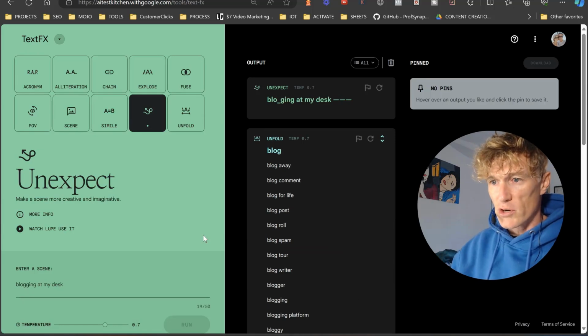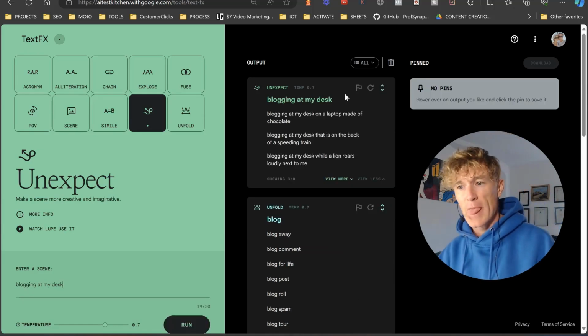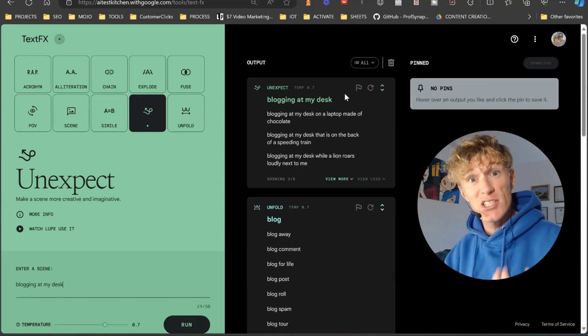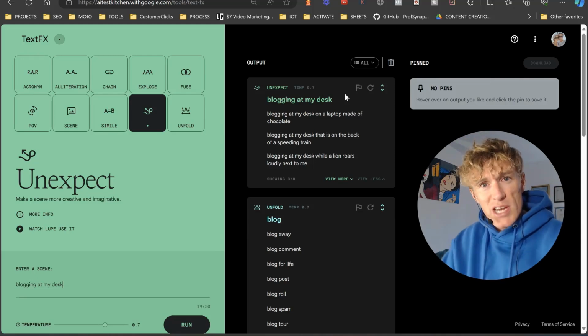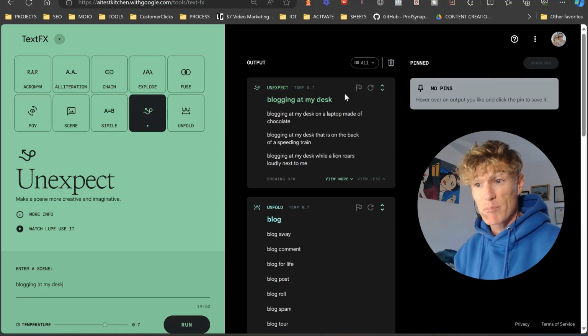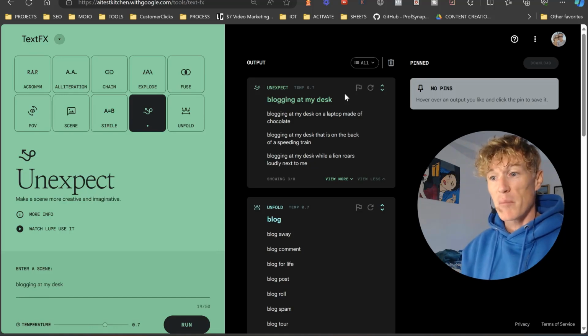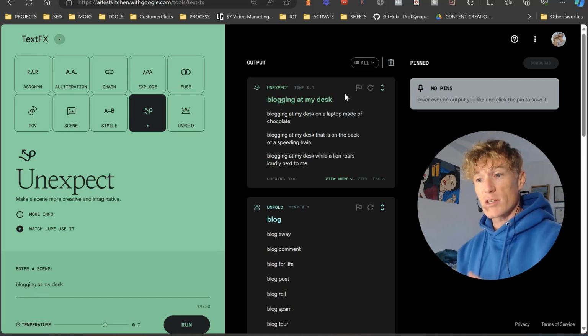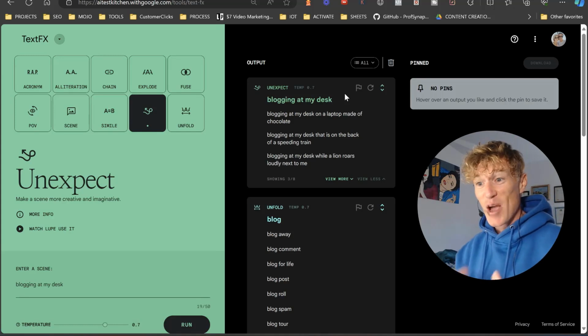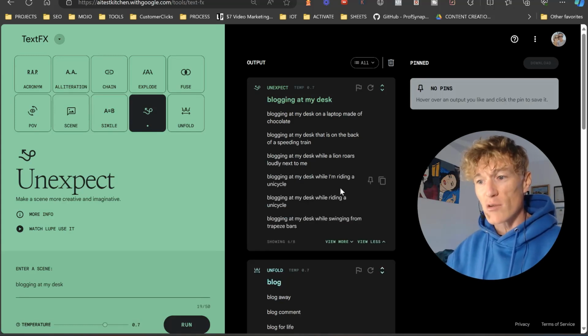And so what it's going to do is work its magic here and create a scene. It's going to create a memorable scene for us. Blogging at my desk on my laptop made of chocolate. Blogging at my desk that is on the back of a speeding train. Blogging at my desk while a lion roars loudly next to me.